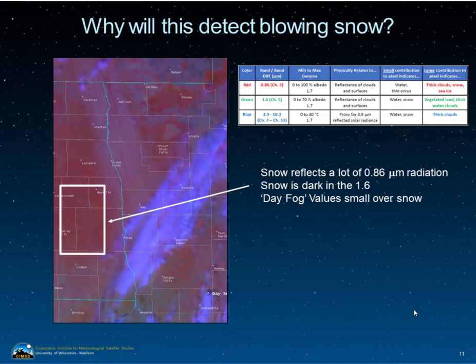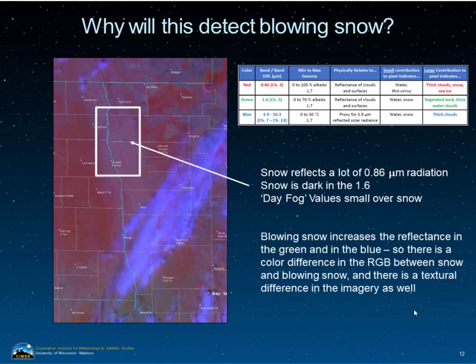Why does this detect blowing snow? Snow reflects a lot of 0.86 micrometer radiation, so there will be plenty of red in the RGB. Snow is pretty dark in the 1.6 though, so there won't be very much green, and the day fog values are also small over snow. Blowing snow increases the reflectance in the green and in the blue, so there's a color difference in the RGB between snow and blowing snow, and there's a textural difference as well. Snow that is blowing has the linear features in it.